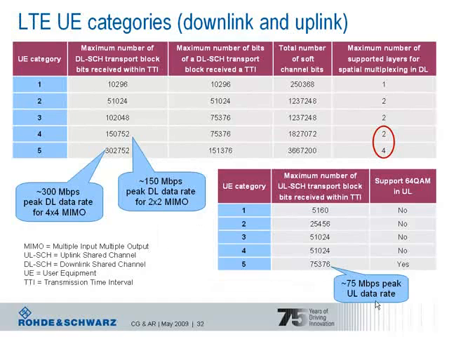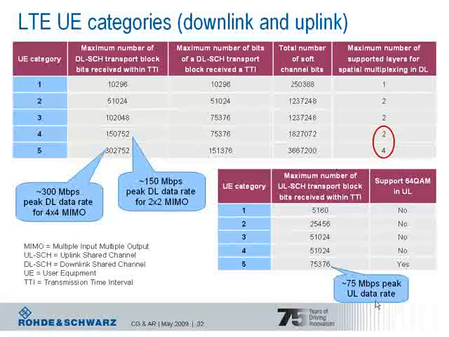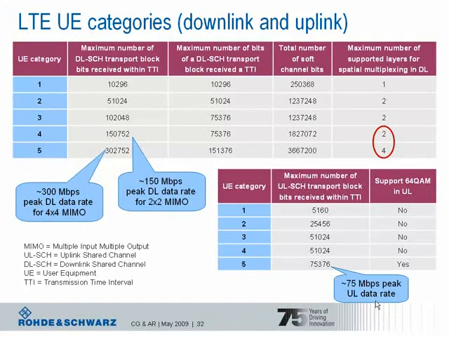Now, these tables show the LTE UE categories, terminal categories for downlink and uplink that are specified for LTE. The upper table is for downlink. 5 UE categories are defined in downlink, and they, for example, differ in the maximum number of downlink shared channel transport block bits that can be received in a 1 millisecond transmission time interval. That's the leftmost column here.